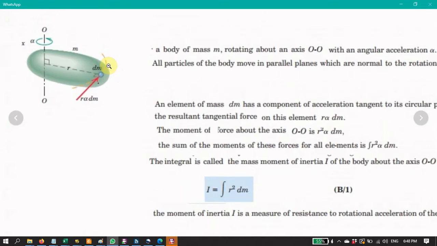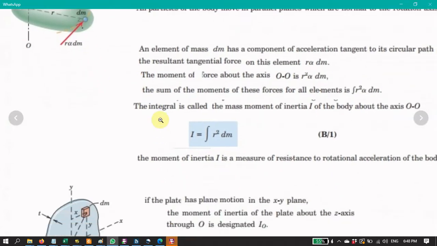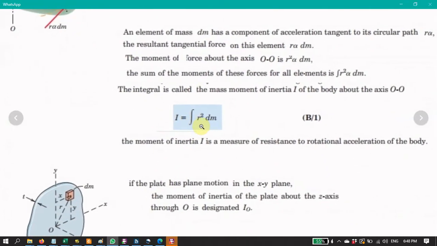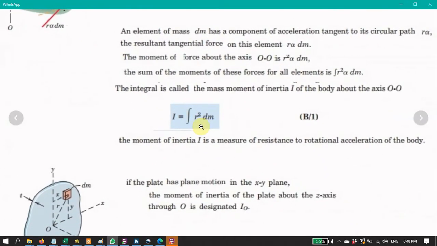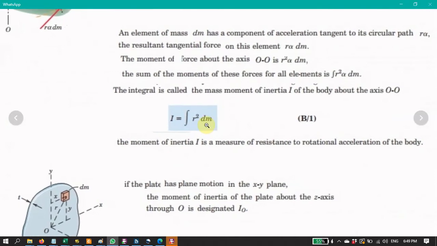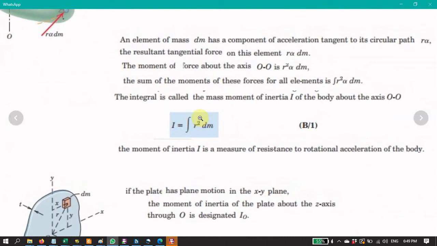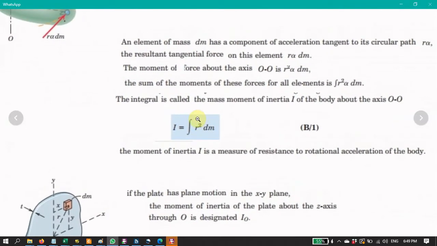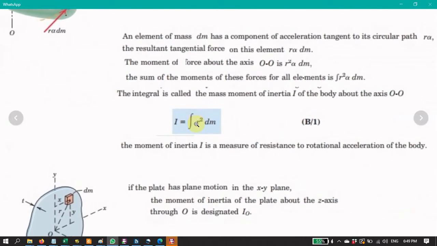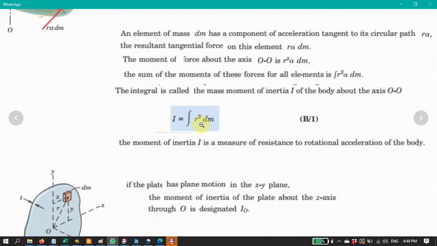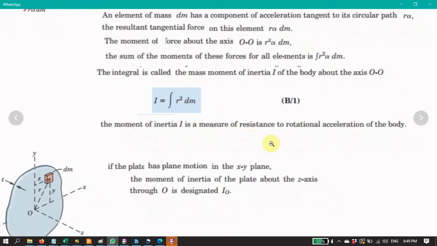So the moment of inertia is actually the integration of all elements inside the system, right? The element in the system times the radial location, and it does not include the angular acceleration. So the mass moment of inertia is a resistance to rotational acceleration.